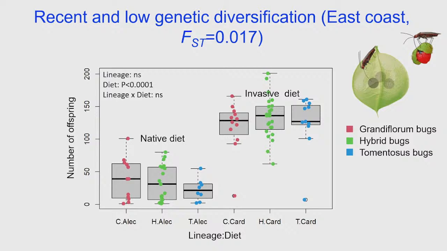The same is true, obviously, for the populations that showed low genetic differentiation, but these included the insects where we had a diet treatment included. But again, it illustrates that the invasive diet is really good for these insects. They love it.